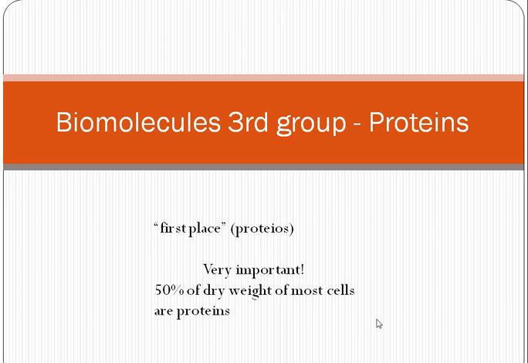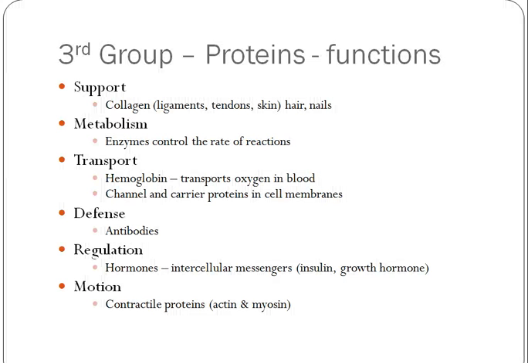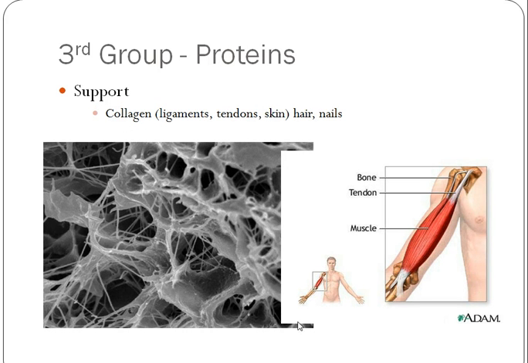All right, ready for proteins. Proteins, we call them first place. That's what they're based on because they're the most important thing, we think. 50% of dry weight of most cells is made of protein. So once you get the water out of there, we are talking protein. There are 6 main functions. We'll talk about each one separately here. Support. So that's the collagen for the ligaments, tendons, skin, hair, nails.